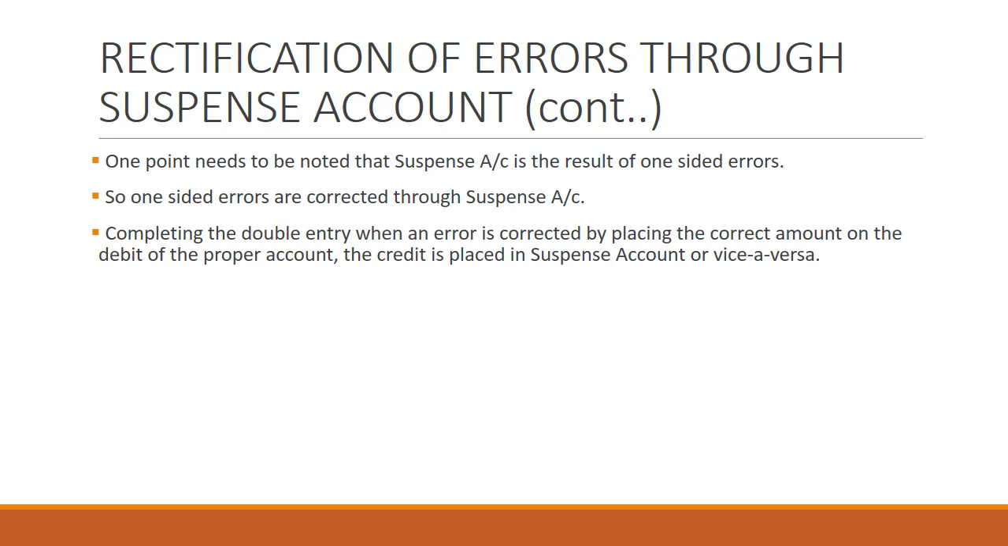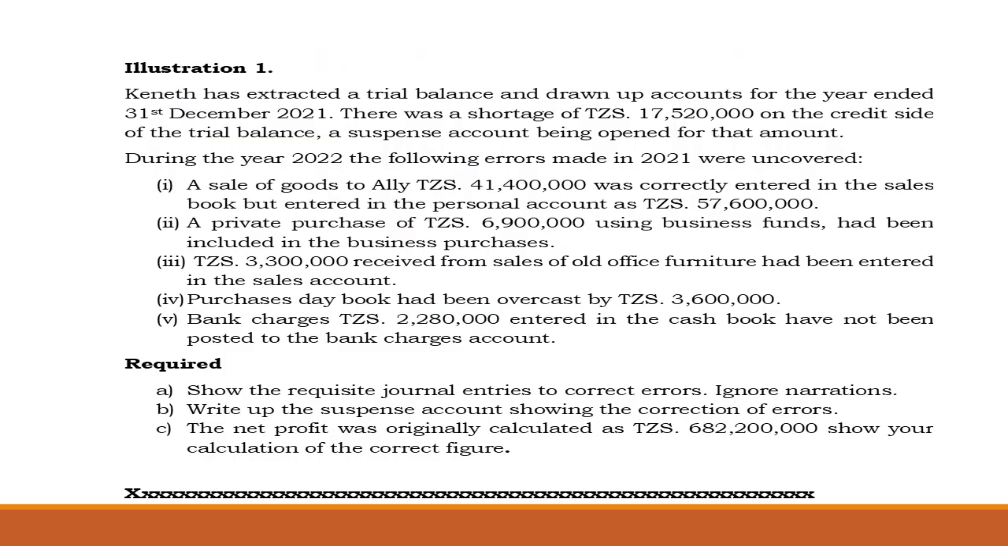One point needs to be noted that suspense account is the result of one-sided error. So one-sided errors are corrected through suspense account, completing the double entry when an error is corrected by placing the correct amount on the debit of the proper account. So the credit is placed, or vice versa.